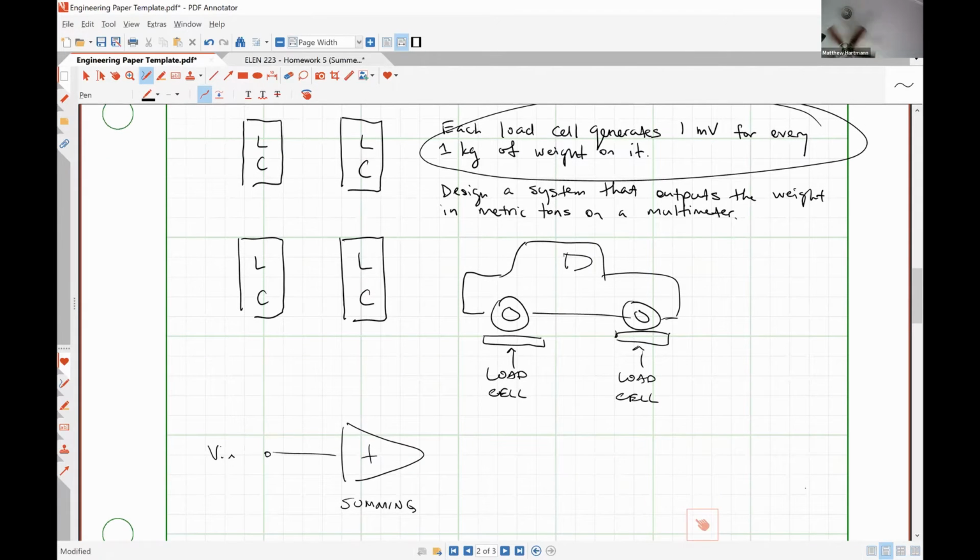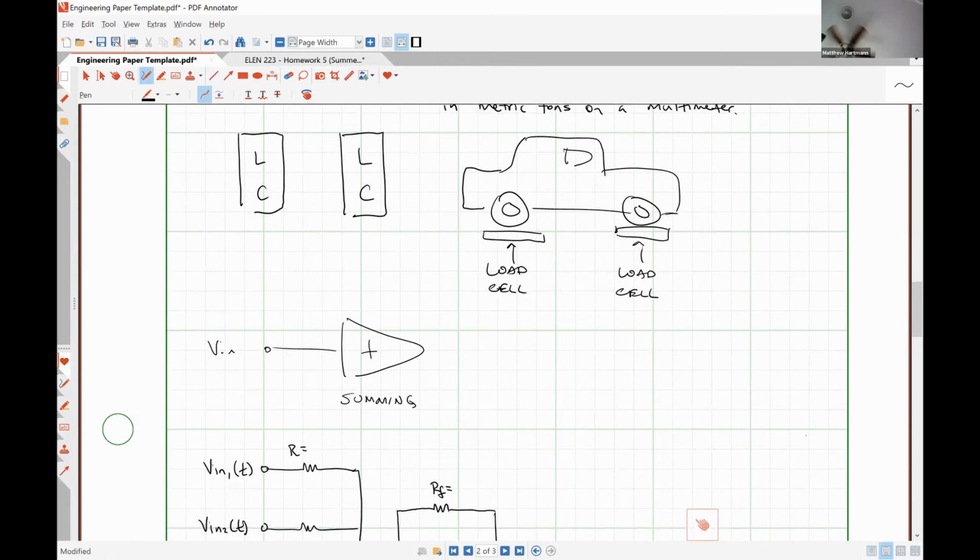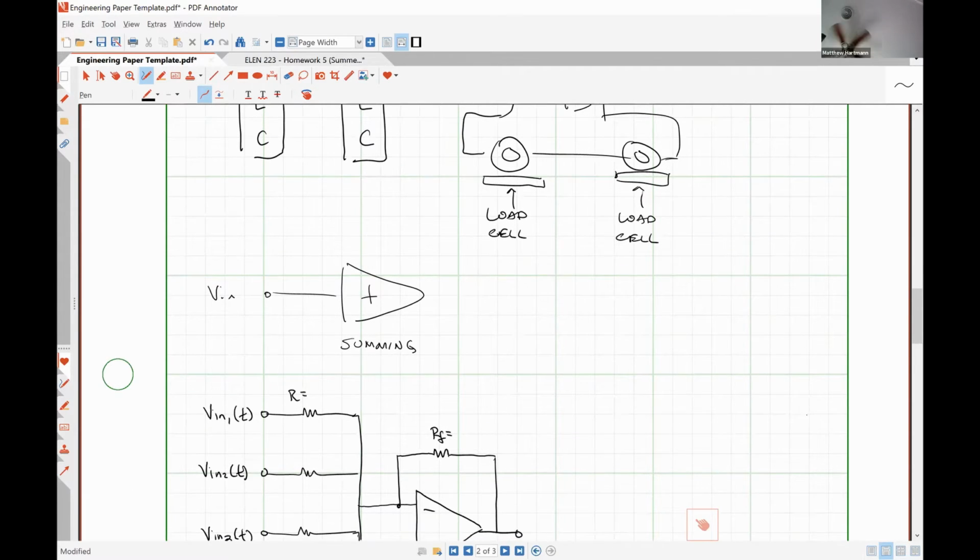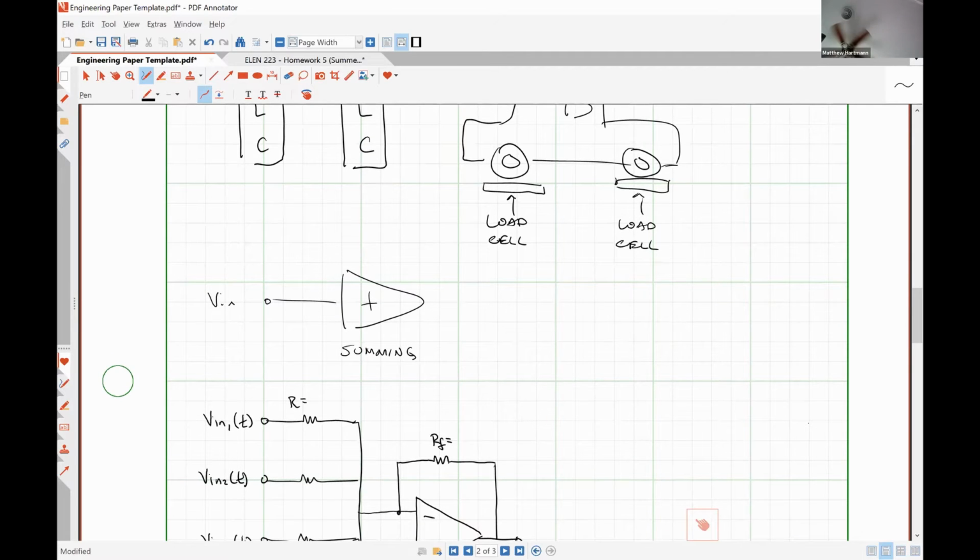Anyway, if we want our output signal to be expressed in metric tons, then what kind of scaling are we going to have? Effectively, 1 metric ton should be equal to 1 volt.